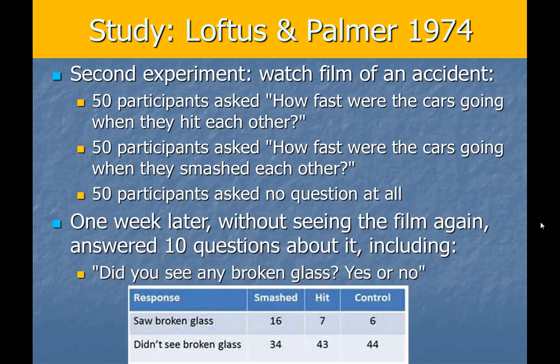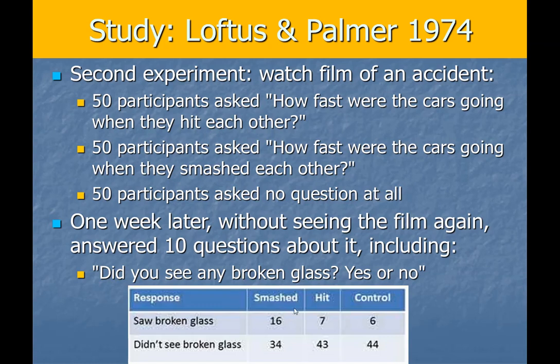And then after a delay, coming back 7 days later, all the participants, who didn't get to see the film again, were asked, you remember a week ago when you watched that film of a car accident? Can you please answer these 10 questions about it? So they go through 10 questions about the car accident, and everyone fills those out. But there was one question in there that was really important. One of the questions was, did you see any broken glass? Yes or no?